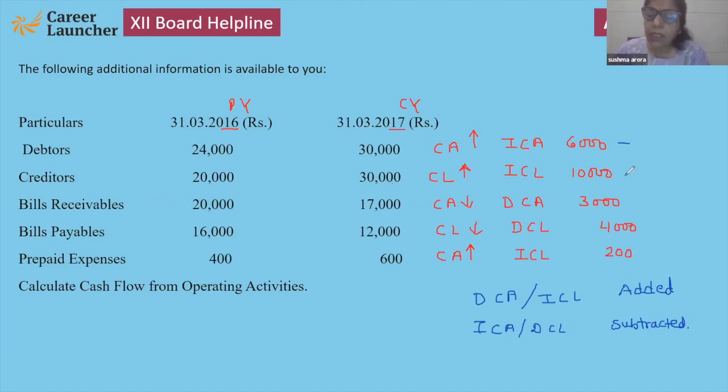ICA minus, ICL plus, DCA plus, DCL minus, ICL plus. So we can say 10,000, 3,000 and 200 to be plus, while 6,000 and 4,000 to be subtracted. Clear, bachcho? I'm sure now you all are able to understand how we can calculate DCA and ICL. Yes, very good. Now see, we have the answer here.